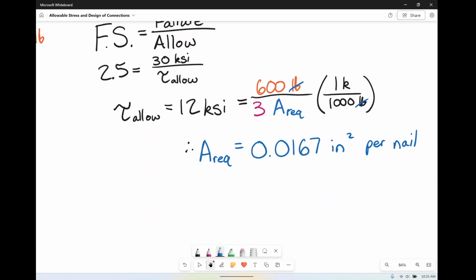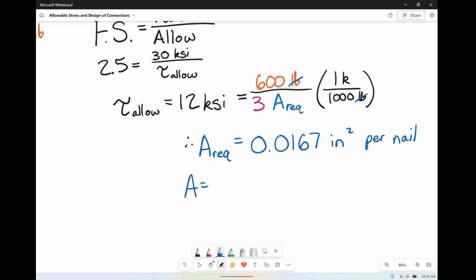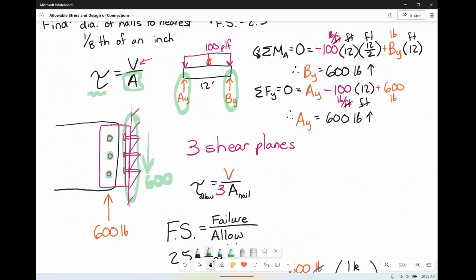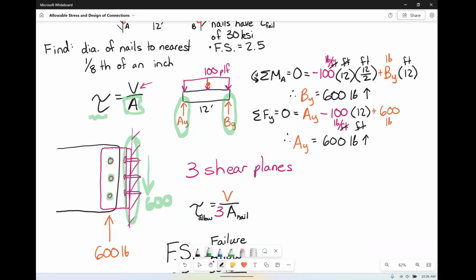So now we know our area equation for a circular thing is pi divided by 4 times d squared. So we're going to be able to get a value for d. Put it in another fun color. This gives us D required is equal to 0.1457 inches. And we said we wanted it to the nearest eighth of an inch.